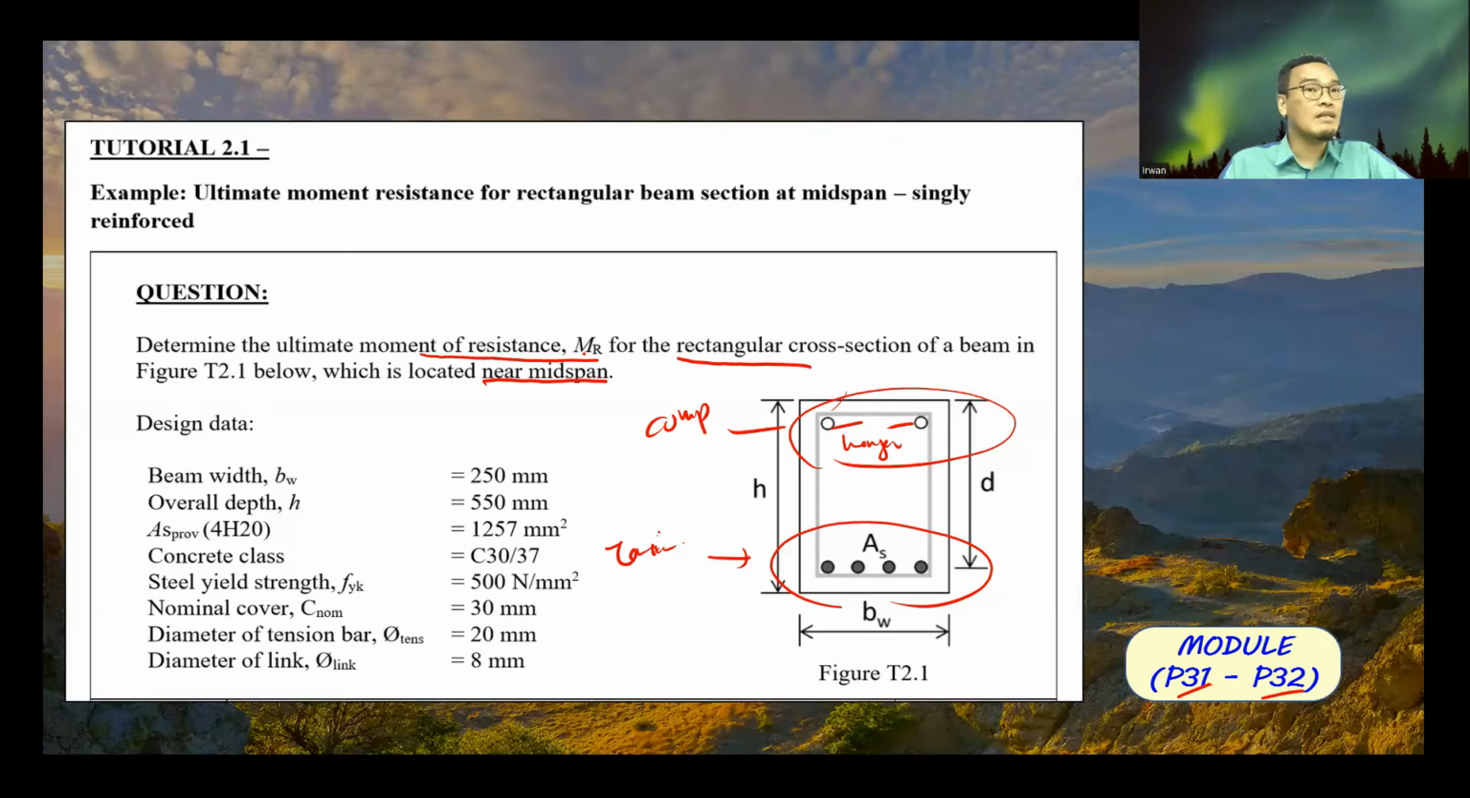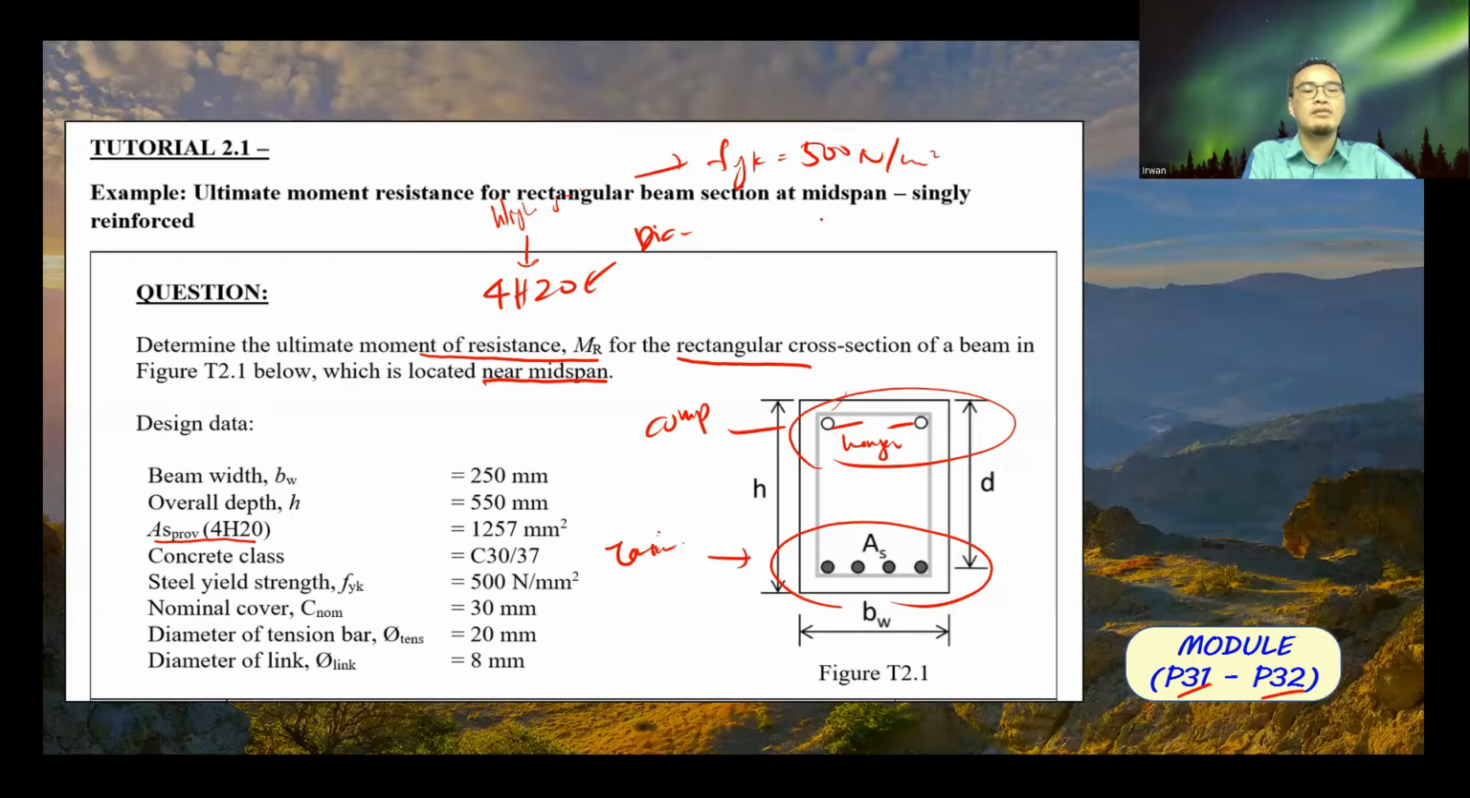the area of steel provided is given by this one. This is as provided for 4H20. 20 is the diameter of the steel bar. H is the type of steel bar, high yield steel, where fyk is equal to 500 Newton per millimeter square. And 4 means how many bars? The number. So we can count 1, 2, 3, 4. Clear? So this is the b, h and so on.